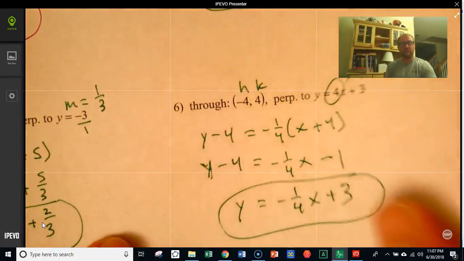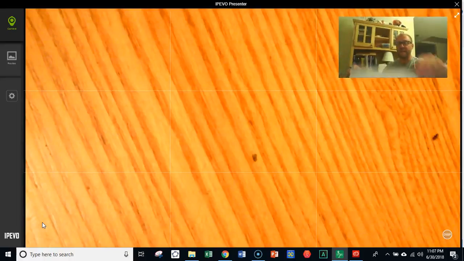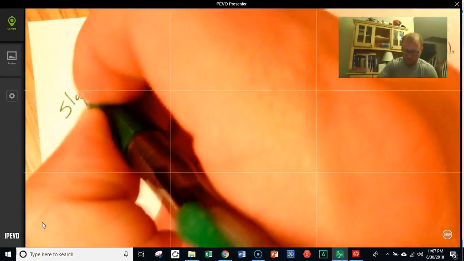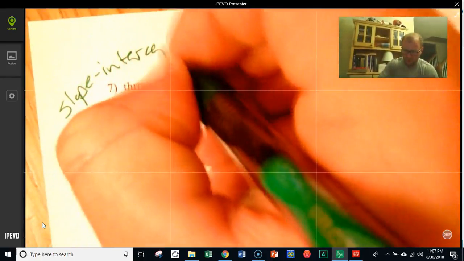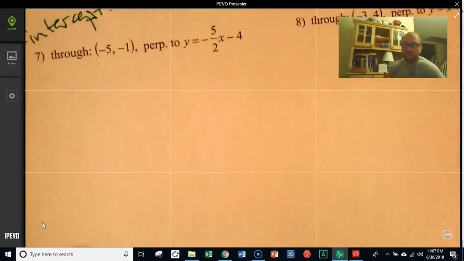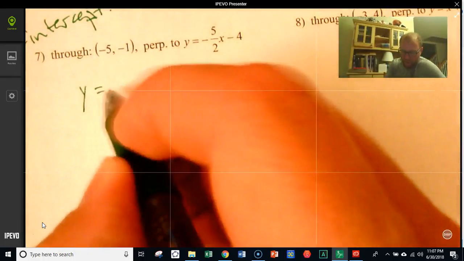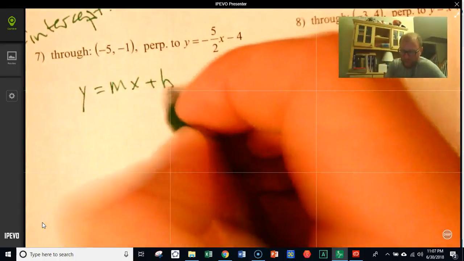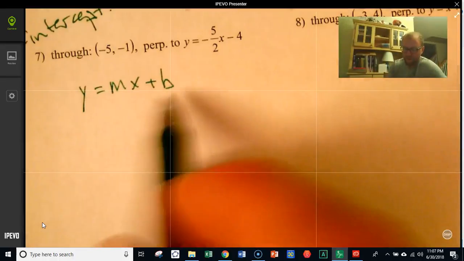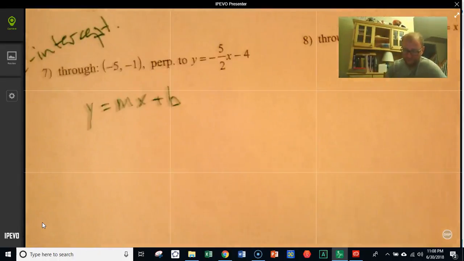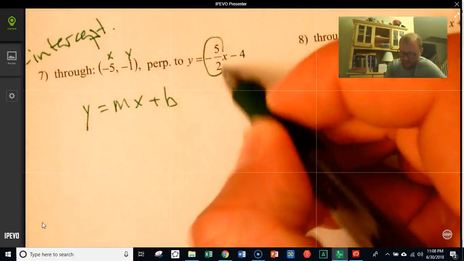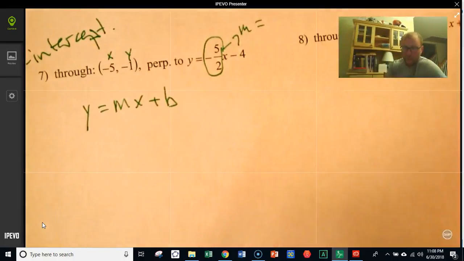Alright, now we're going to take a look at method B using slope-intercept form. Basically what you're going to do here is write an equation in slope-intercept form: y equals mx plus b. You're going to fill in everything except for b. You solve for b, and then you can write your equation with the proper m and the proper b. So in this one, this is your x, this is your y, and your m is going to come from here.